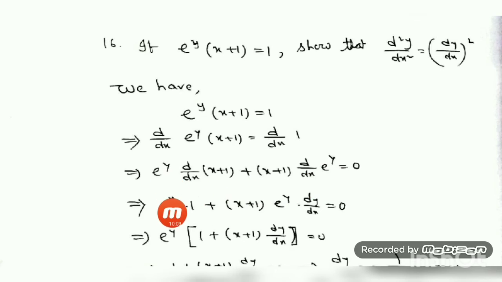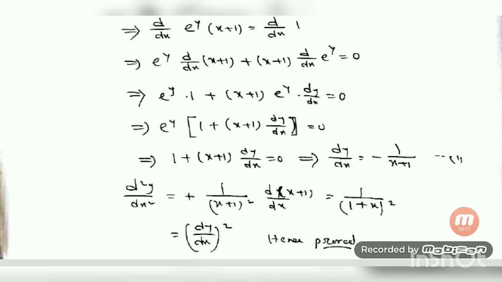From here, e to the power y, keep it as it is. d/dx of x is 1 plus 0, written as 1. Then (x plus 1) times e to the power y into dy/dx. So from here I have taken e to the power y common, and 1 plus (x plus 1) dy/dx is there. So from here it is possible to find the value of dy/dx. Since e to the power y is not equal to 0, I can cancel it. 1 plus (x plus 1) dy/dx is left, equal to 0. So dy/dx equals minus 1 by (x plus 1).